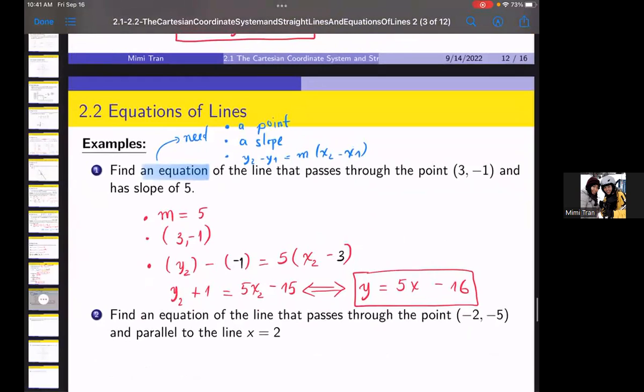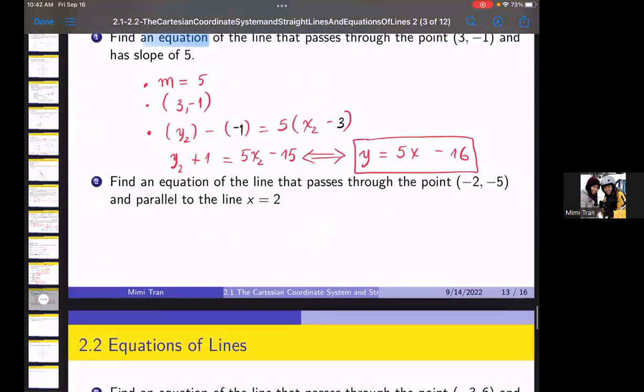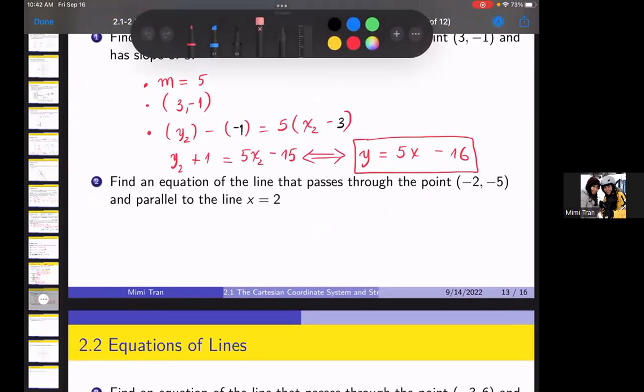So for the first one, I need to find the equation of a line. I need three things, right? A point, a slope, and you need to memorize this formula to plug it in. Now for the second one, find an equation of a line that passes through the point (-2, -5) and is parallel to the line x equals 2. What does x equals 2 look like on the graph? Yeah, it's just a vertical line, right?